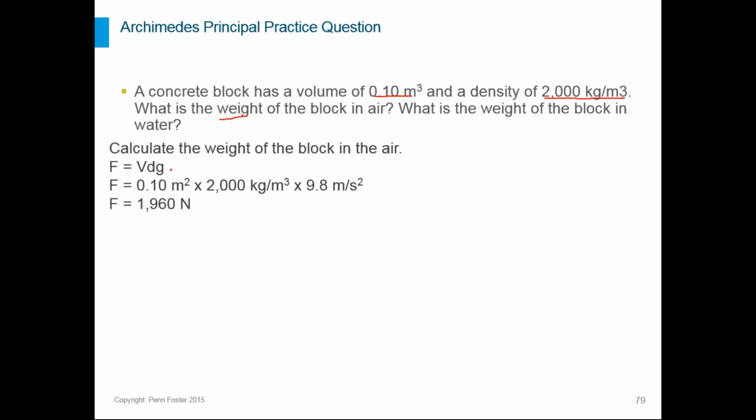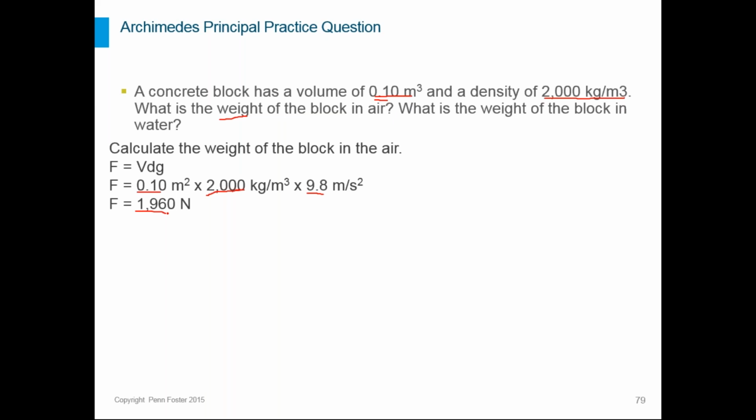Again, there are different formulas that you could use. Because we were given volume and density, this is the one we're using. So force is equal to the volume, which was 0.1, so that goes here. Density was 2,000, and g is always 9.8. We multiply them and get our answer of 1,960. So that's how much the weight of the block is.